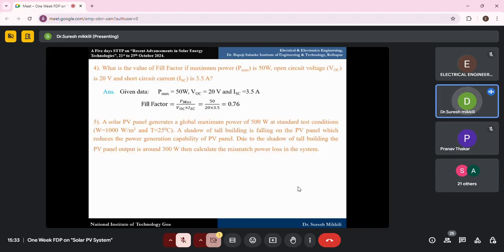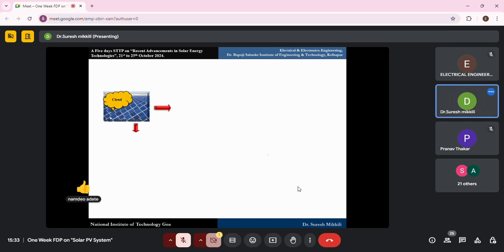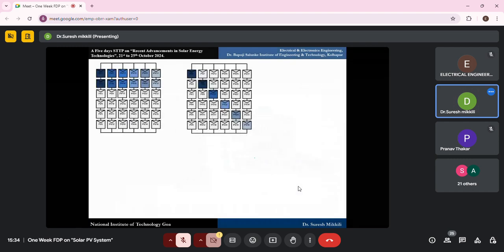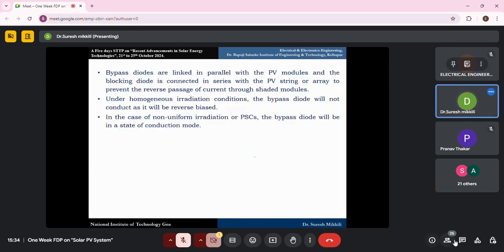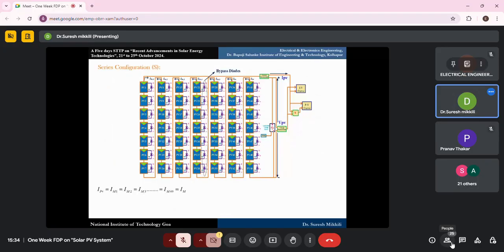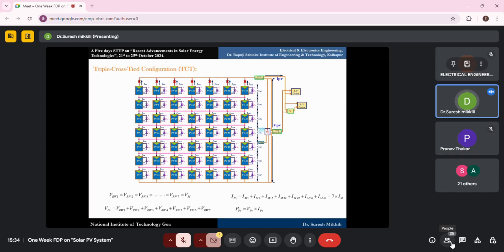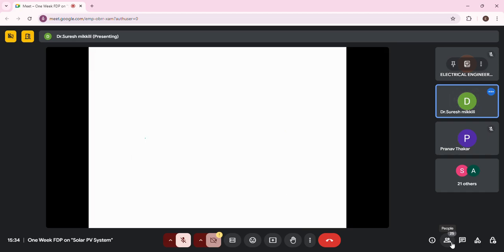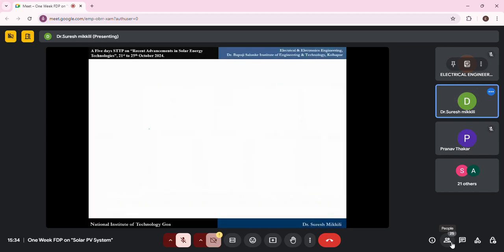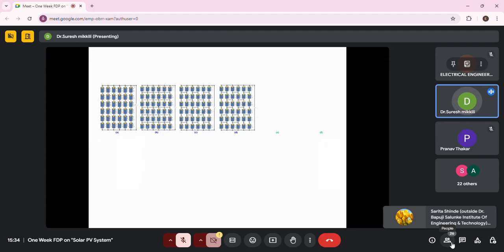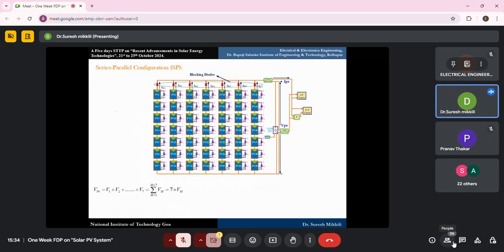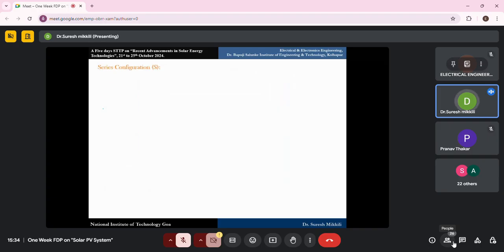Even a few numericals we have solved. I hope this much we have completed. We have seen till here yesterday, isn't it? We have configurations of series, parallel. Let me show you first onwards.